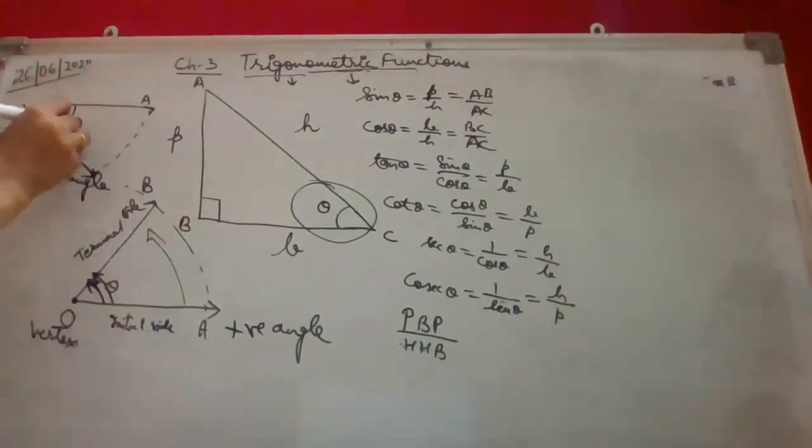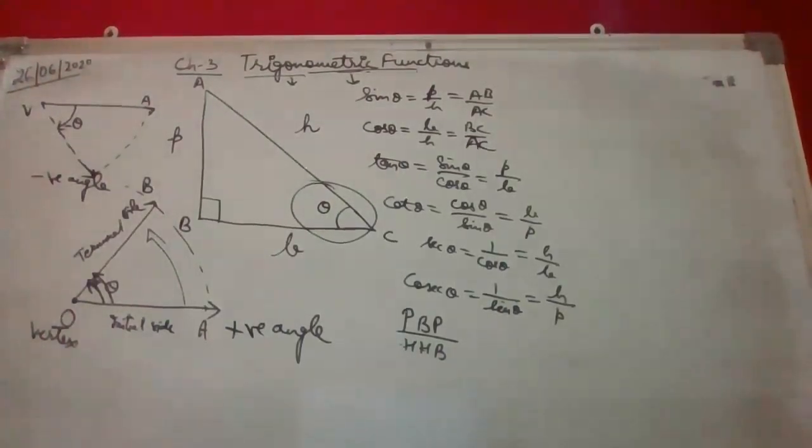The angle will be negative in this case. That is what I want to say: whenever a ray moves in anti-clockwise direction, the angle covered is taken as positive. Whenever a ray moves in clockwise direction, the angle covered is taken as negative. Always in anti-clockwise direction, the angle is positive. Always in clockwise direction, the angle is negative.